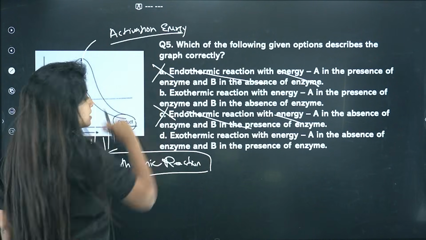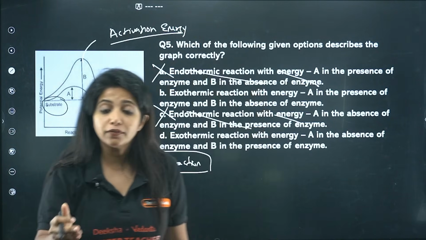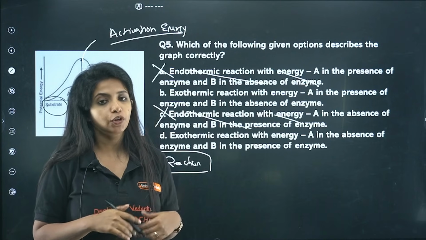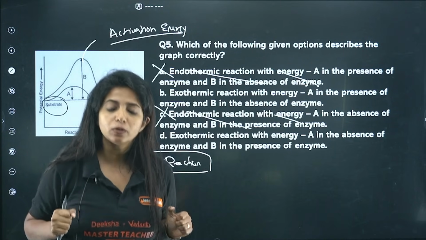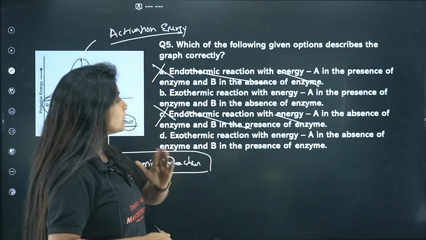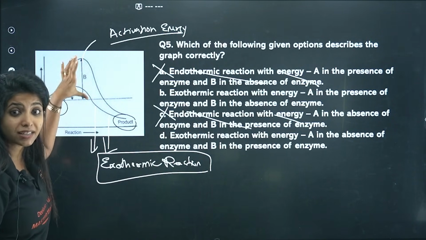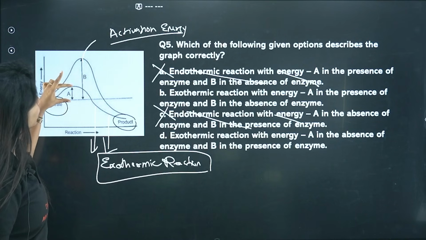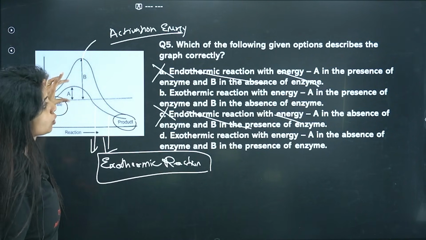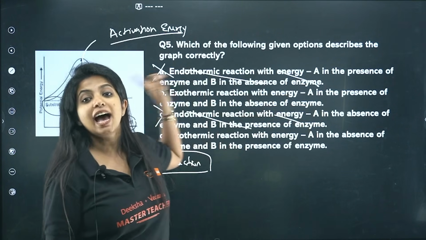Activation energy is basically the energy required to initiate the chemical process. So whenever you have an enzyme, the energy required to initiate would be less. Whenever you do not have an enzyme, obviously you would need too much activation energy to initiate the process. Since too much energy is required, this is without enzyme, and this one would be with enzyme, since here activation energy is less. So A is in the presence of enzyme, and B in the absence of enzyme.